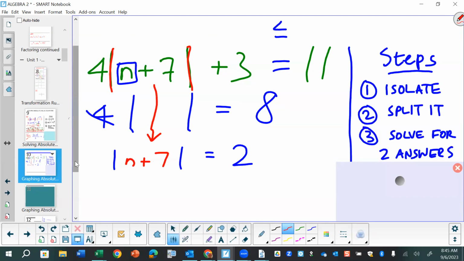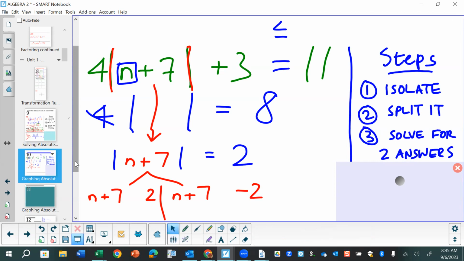Okay, but step one is done. We got it isolated. Step two, split it. N plus seven. What do I do with the two? Keep it, change it. All right, but now, here it is, most important 5 seconds of this lesson.